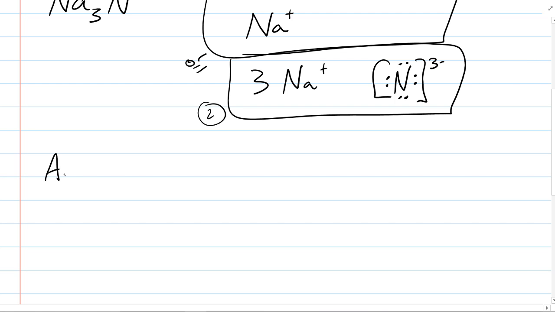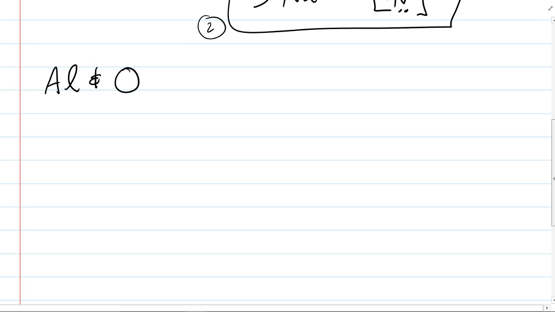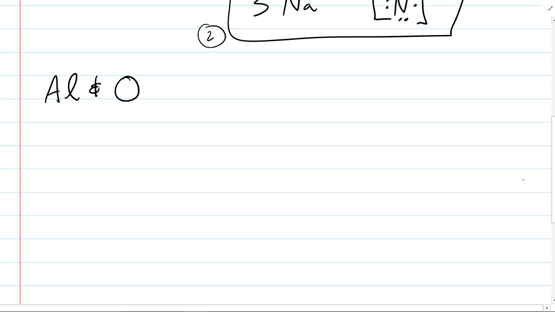Let's take aluminum and oxygen. Let's write out the Lewis diagram for a compound comprised of aluminum and oxygen, and then write out its chemical formula. So you can write a Lewis diagram for aluminum oxide, and then write out its chemical formula.